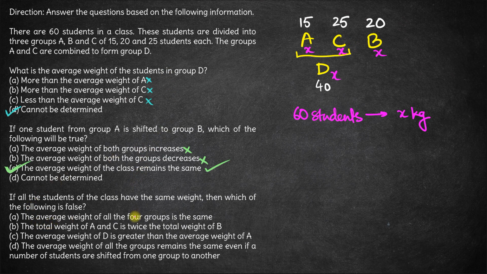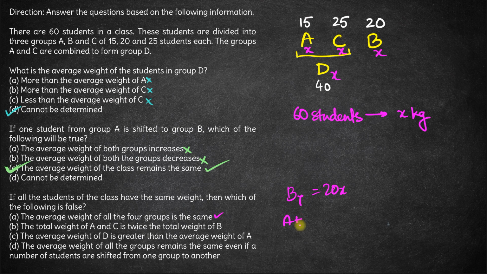First option, the average weight of all the four groups is the same. This is correct, right? What we need to figure out is which of the following is false. So this is correct, this is not false. Next, the total weight of A and C is twice that of the total weight of B. Let's see, the total weight of B is going to be, 20 is the number of students and the weight of each student is x. So 20 into x. So for B, the total is going to be 20x.